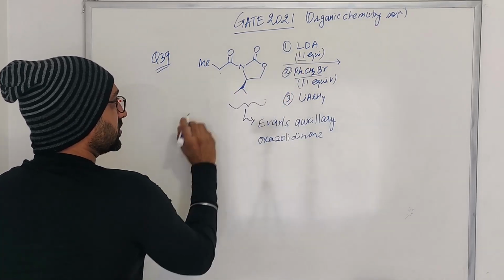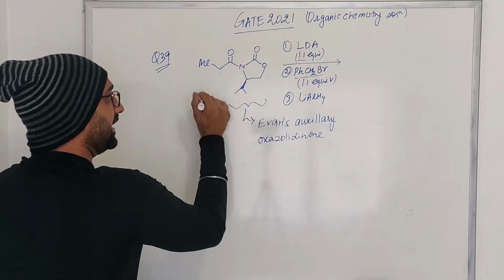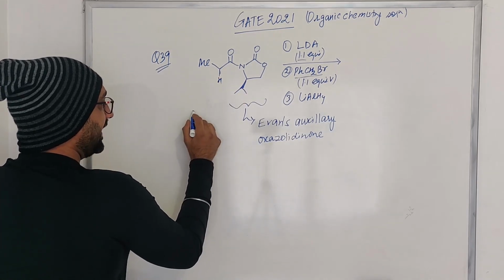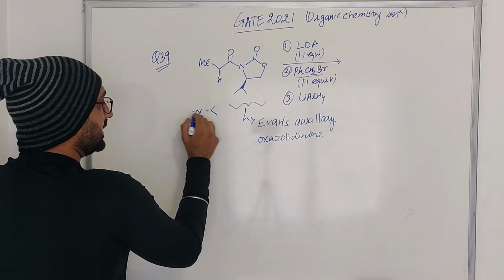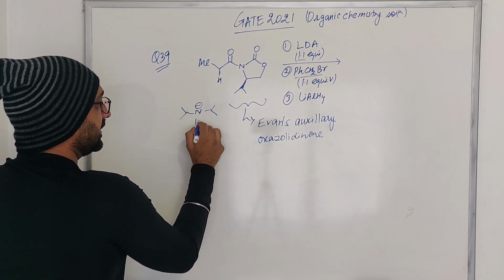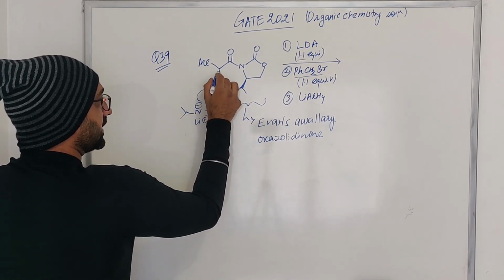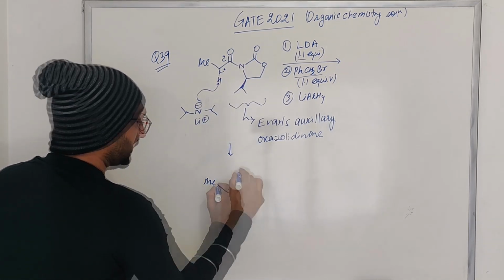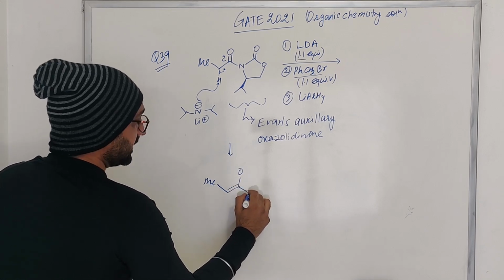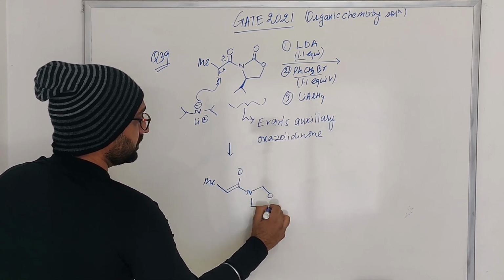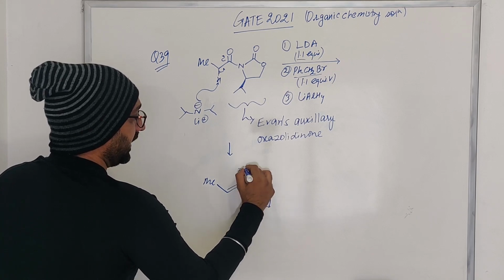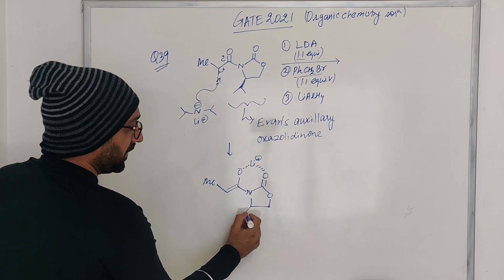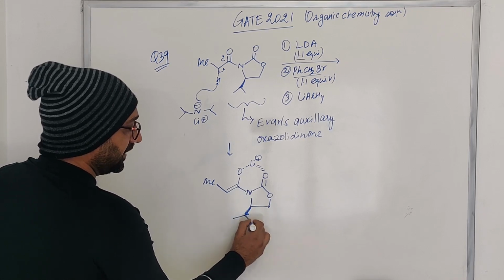First of all, if we treat this with LDA, we know that this is an alpha proton, so the LDA is going to abstract this alpha proton. What you form is this type of an intermediate. This is the kind of intermediate that you form, and here what you have is a chiral auxiliary.